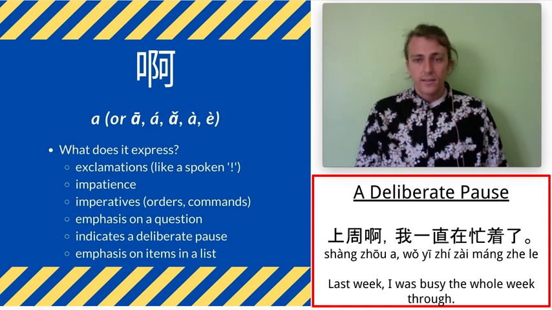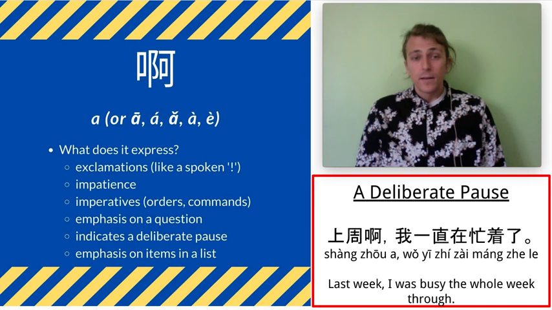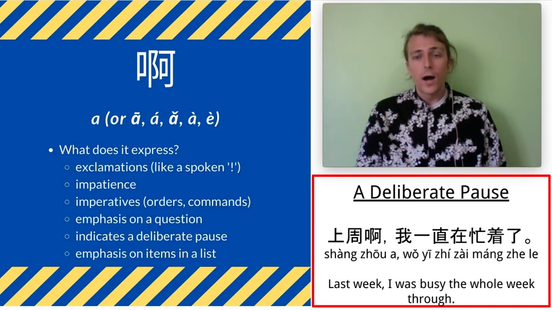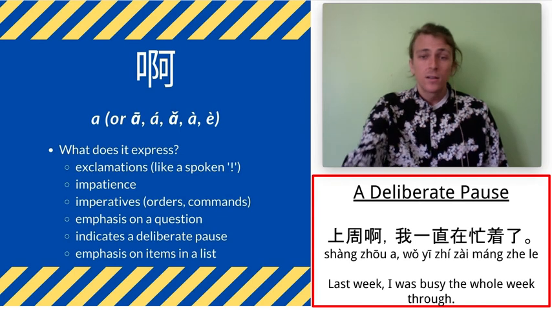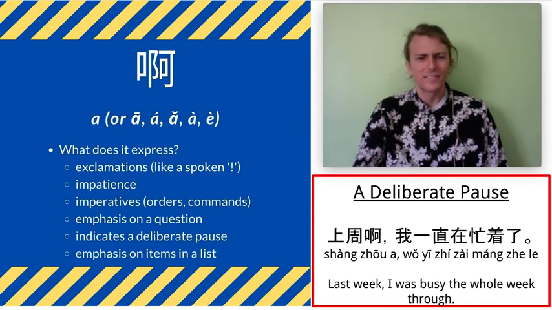All right. So you can also use this to indicate a deliberate pause. So, for example, 上周啊，我一直在忙着了. Last week, I was busy the whole week through. So this is a bit like a spoken comma. It just gives you a slight pause and directs the attention to the following idea. 上周啊，我一直在忙着了. Very busy last week.